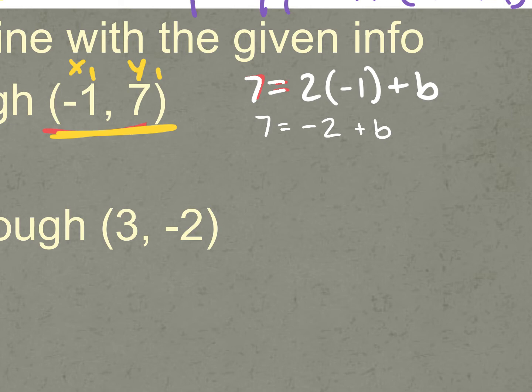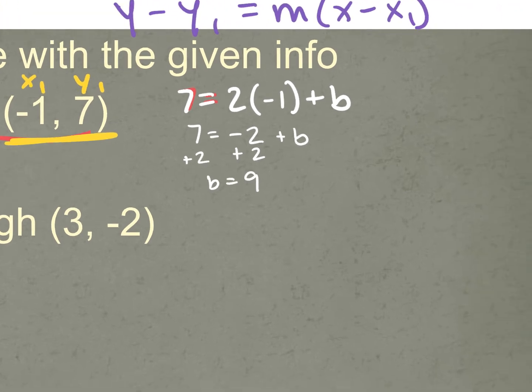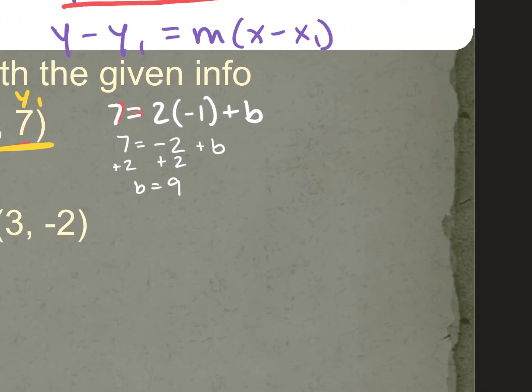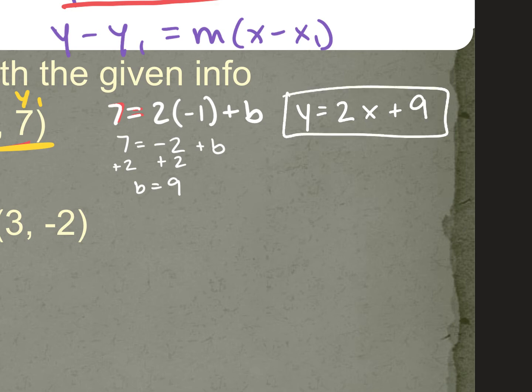What should I do next? Add 2. So what is b? 9. So when I plug it into slope-intercept form, I have y equals m, which is 2, x plus b, which is 9. So this would be slope-intercept.